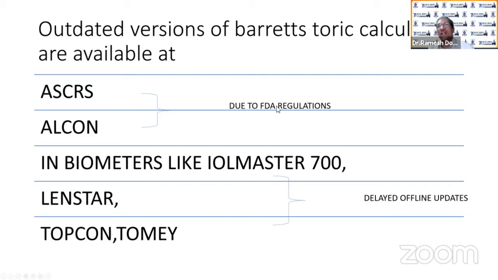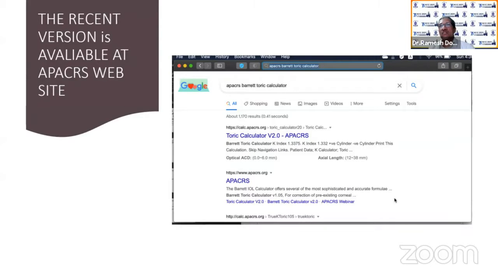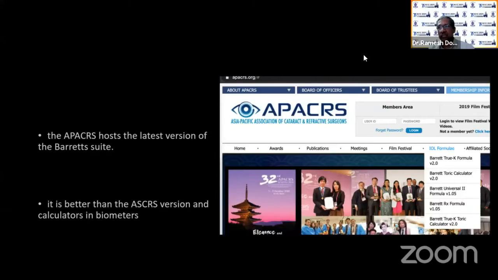And also in the online calculators, like the Alcon, FDA regulations make it difficult for them to make changes in the site more than once or twice a year. So this is available. The Barrett's toric APACRS is available online. It's free. Here's a home page, and there you have a drop down where various formulas are there. Barrett toric is a variation of the Barrett's Universal 2 formula.